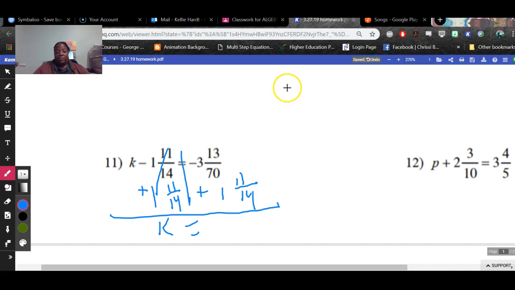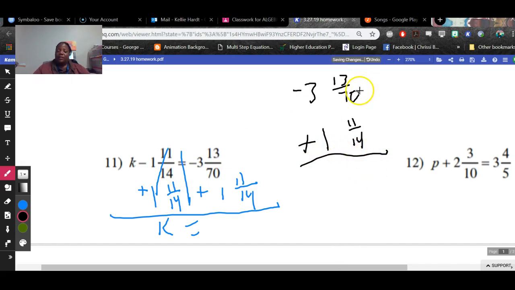So I'm going to reset them up over here where it's going to be nice and neat. Negative 3 13/70 plus 1 11/14. Now remember, you have a positive and a negative. You're going to subtract them and keep the sign of the higher digit. But first, you need a common denominator. So that means changing this fraction to this, changing this fraction to this.